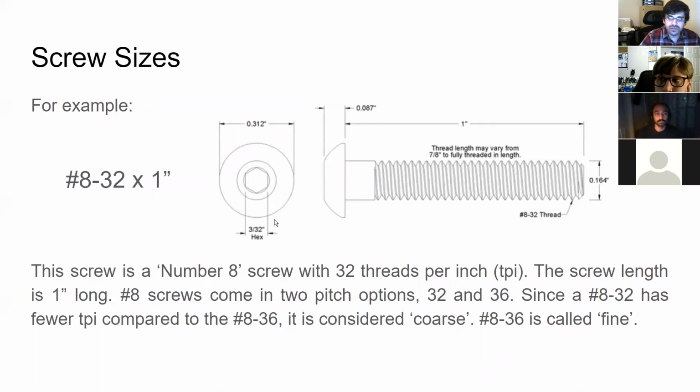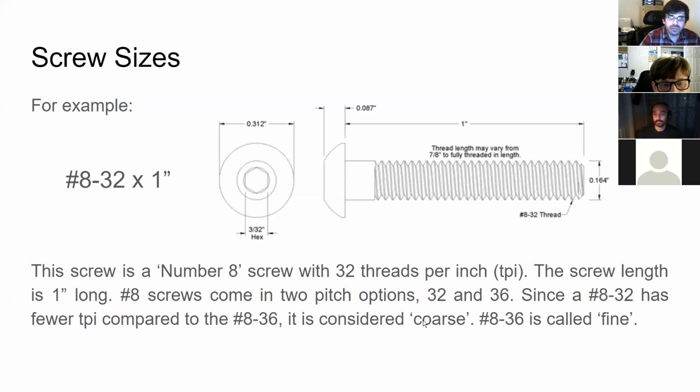And so the 32 is the threads per inch. Number 8 screws, and a lot of screws come in 2 different pitch options, sometimes 3. So for number 8 screws, we have 32 threads per inch and 36 threads per inch. Since 32 is a smaller number than 36, it means it has fewer turns, and it is called a coarse thread. Coarse is not comparing it to other screws, just to the other pitch options in that size.